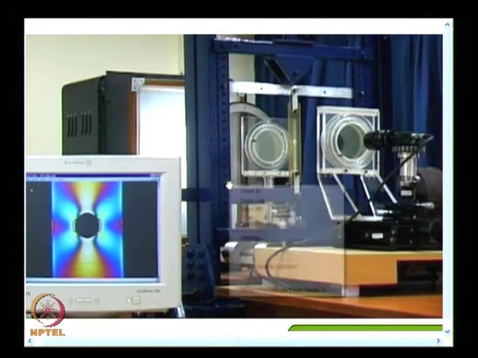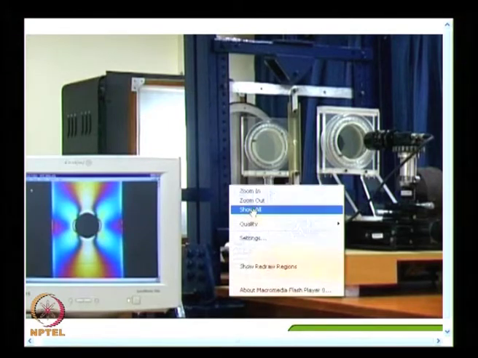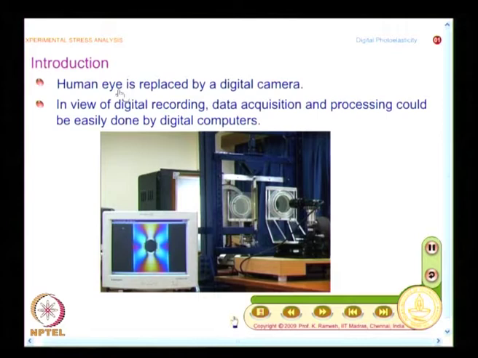So, what you see here is the human eye is replaced by a digital camera, and you do a digital recording, and data acquisition and processing could be easily done by digital computers, and you call this whole branch of photoelasticity as digital photoelasticity. But now we have to understand how an image is represented as an array of numbers.